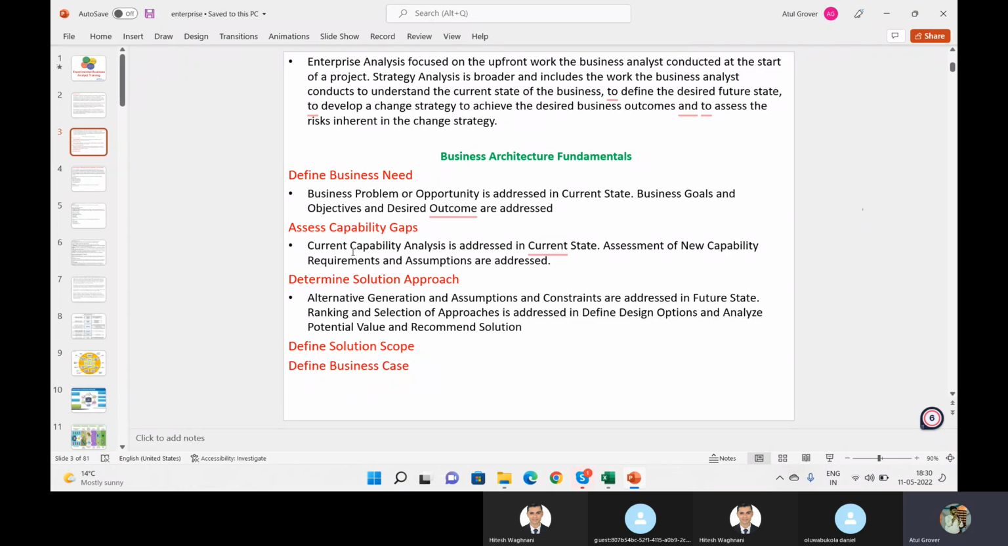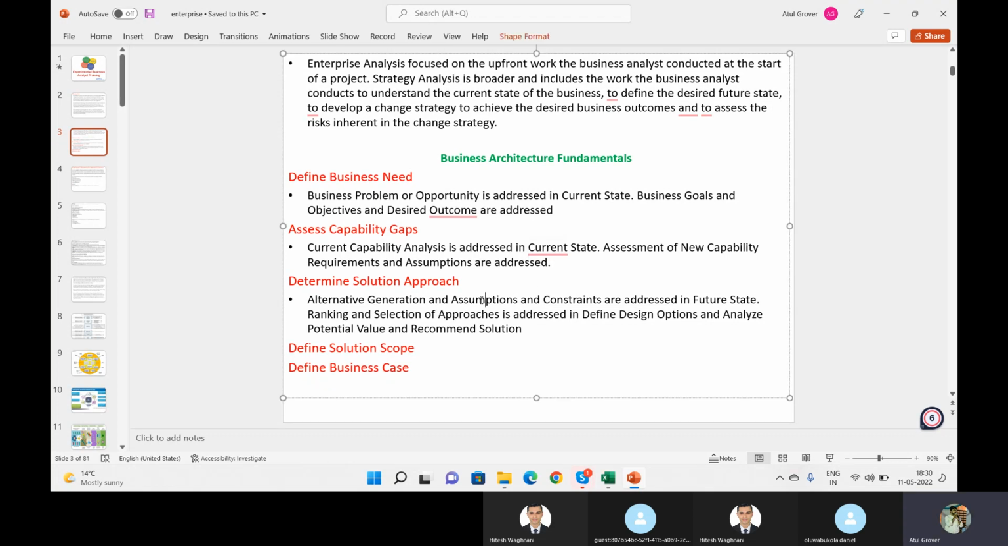That is the capability gap. And then determine the solution approach. Alternatives generated, and assumptions and constraints are addressed in the future state. Let's take an example: if I want to move 100% into the training area, I have an assumption. I will get a lot of business, or maybe I can say I will get a lot of participants, but constraint.